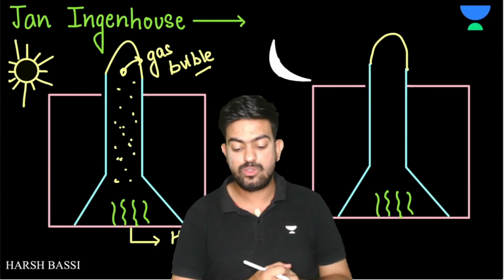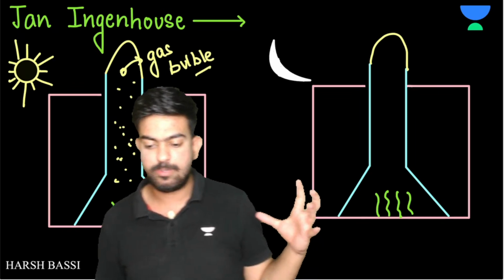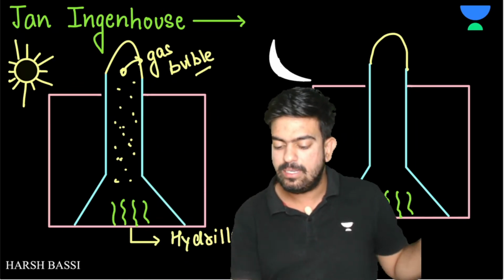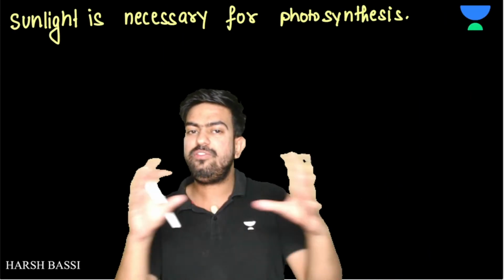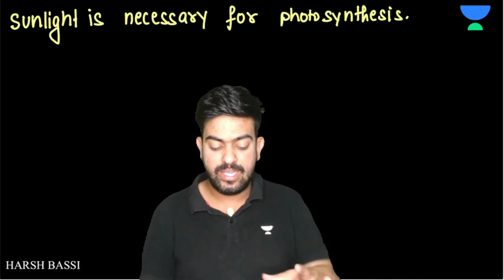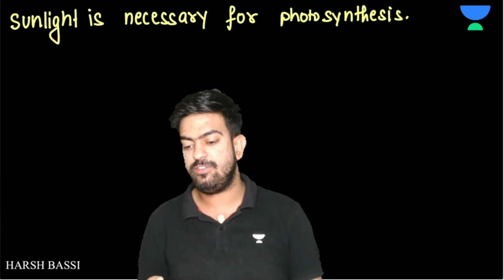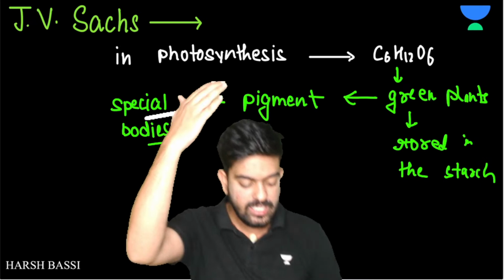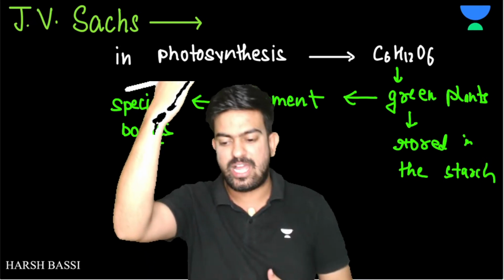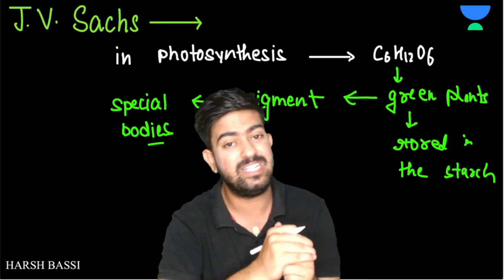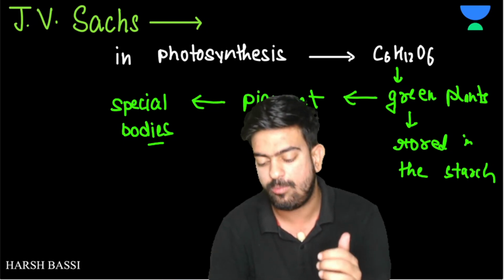Then came Jan Ingenhousz. He used the hydrilla plant to do the experiment. Do you remember this? Then he found gas bubbles, and he concluded that sunlight was necessary for photosynthesis. Then came Julius von Sachs. He said that glucose is synthesized and stored in the form of starch.